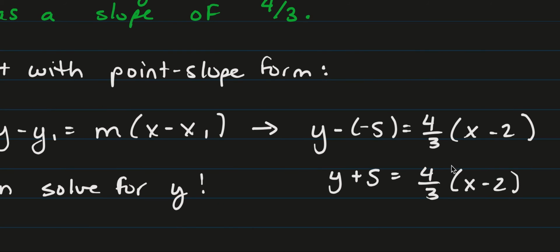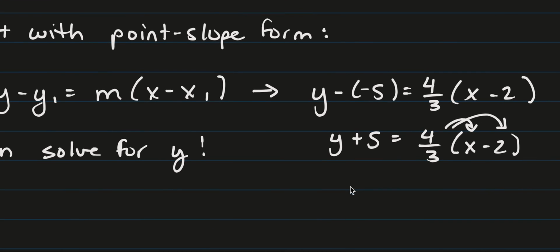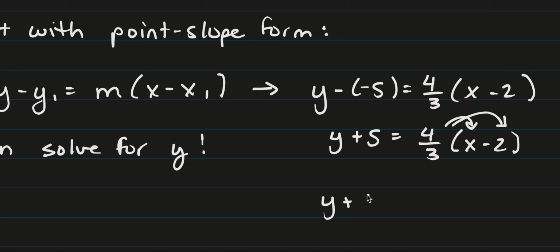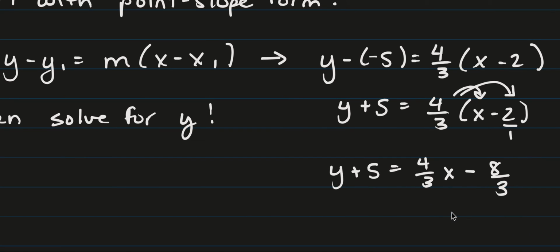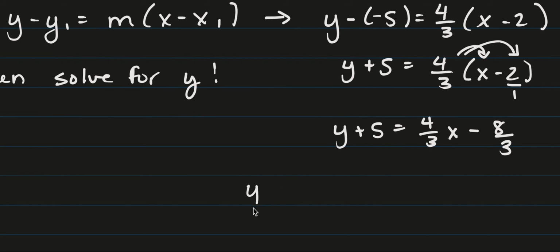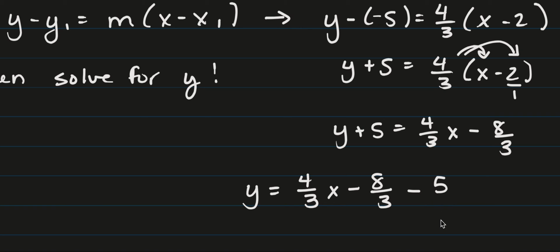So what I'm going to do is distribute this 4/3 to everything. So I get y plus 5 is 4/3 x minus, okay, this is 2 over 1, right? So we get 8 over 3. We multiply the tops and the bottoms. So 4 times 2 is 8. We have this negative here, and 3 times 1. And then we move the 5 to the other side. So we get y is equal to 4/3 x minus 8 over 3 minus 5.